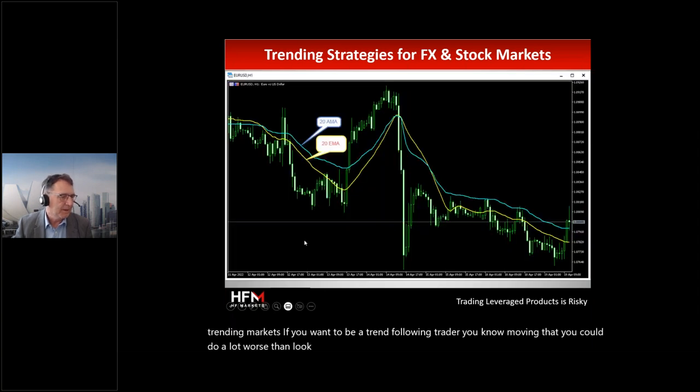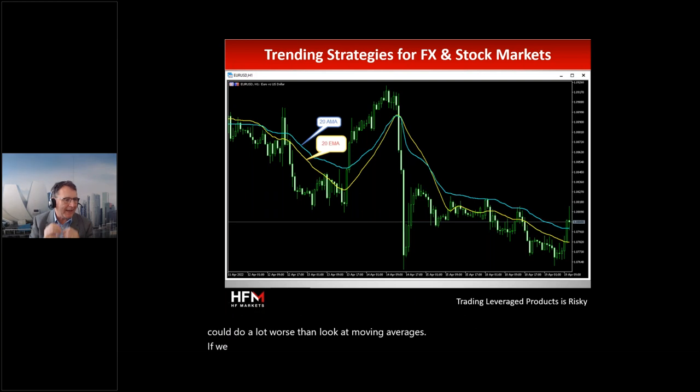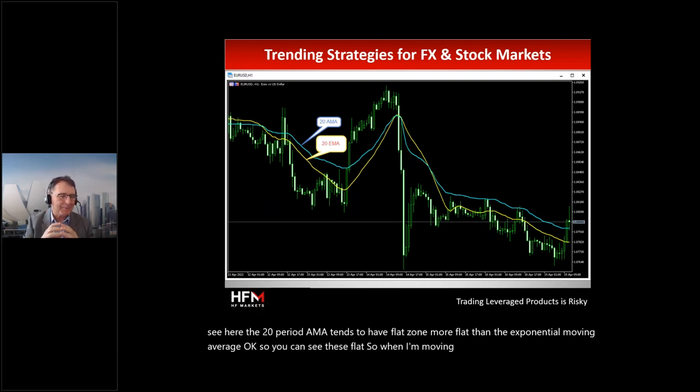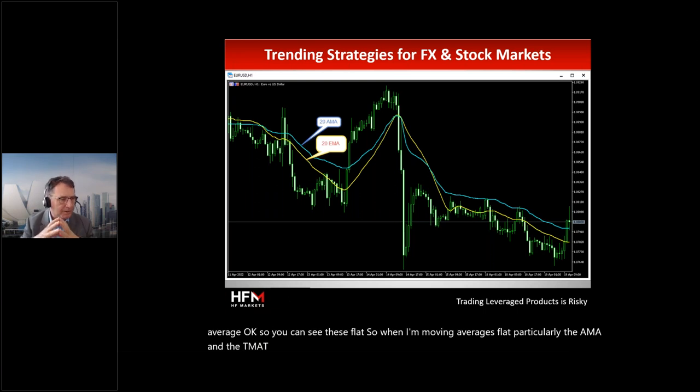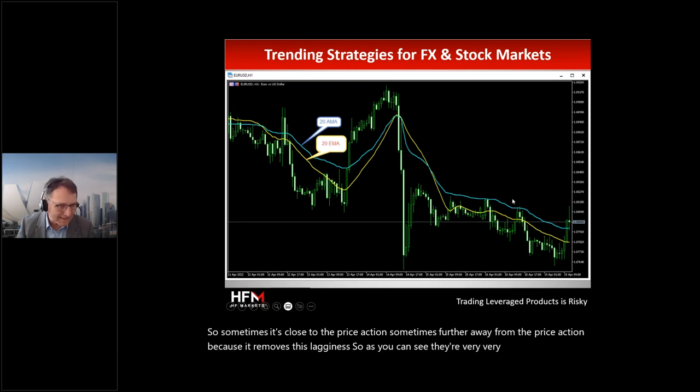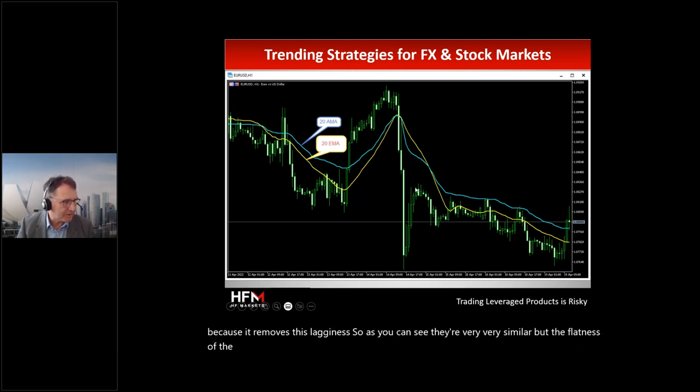So if we compare the AMA to the EMA, with the same number, as you can see here, the 20 period AMA tends to have flat zones, more flat than the exponential moving average. So when a moving average is flat, particularly the AMA and the TEMA, which we're going to look at in a moment, you definitely want to be out of the market if you're a trend follower. Sometimes it's closer to the price action, sometimes it's further away because of this lagginess. As you can see, they're very, very similar, but the flatness of the AMA is more exaggerated than in the exponential moving average.